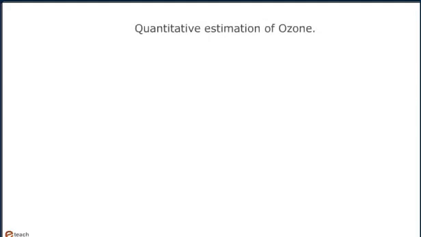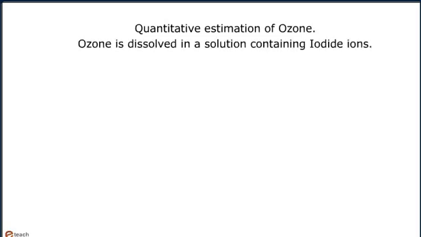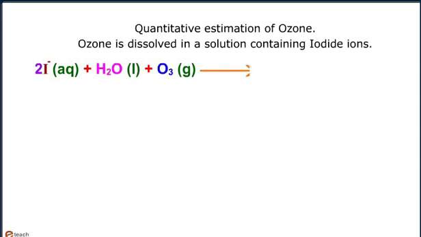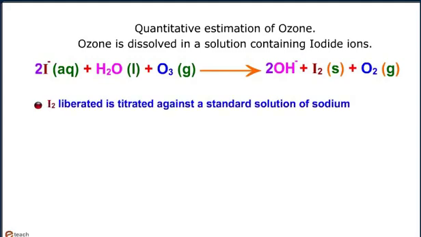Quantitative estimation of ozone. Ozone is dissolved in a solution containing iodide ions. Consider the reaction 2I⁻ plus H2O plus O3 gives 2OH⁻ plus I2 plus O2. Iodine liberated is titrated against a standard solution of sodium thiosulfate.